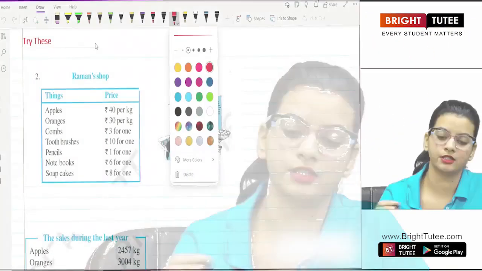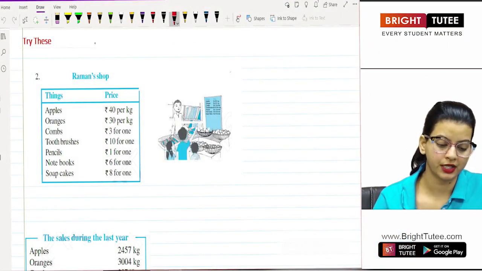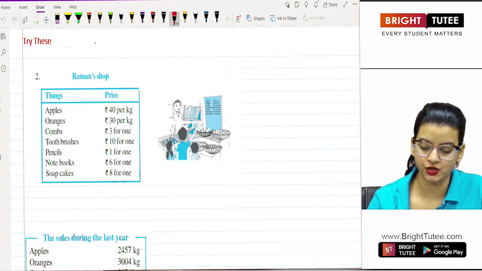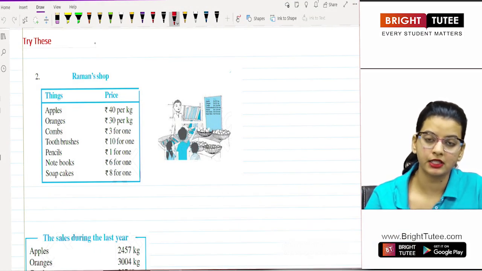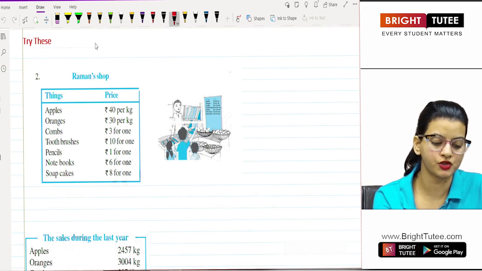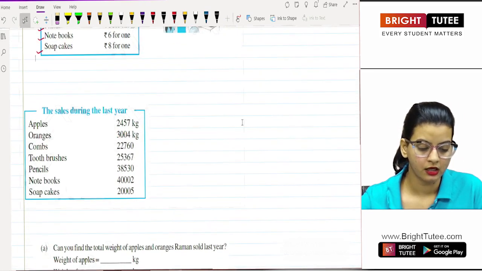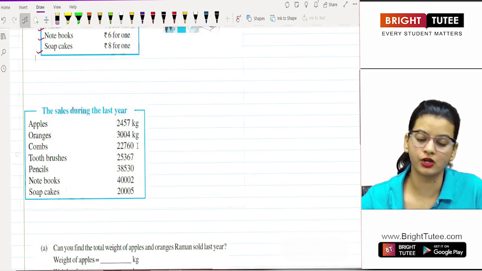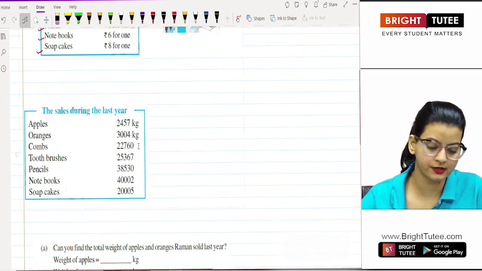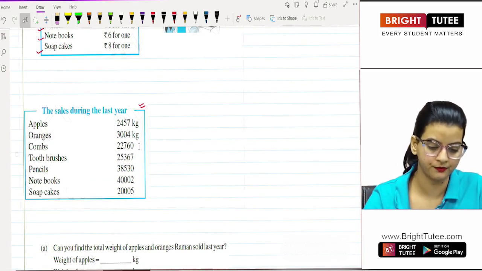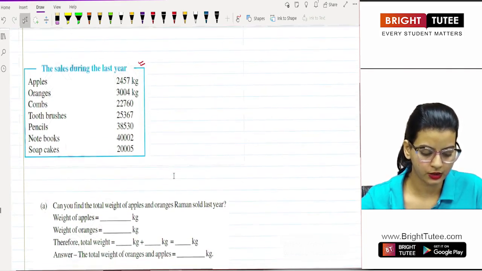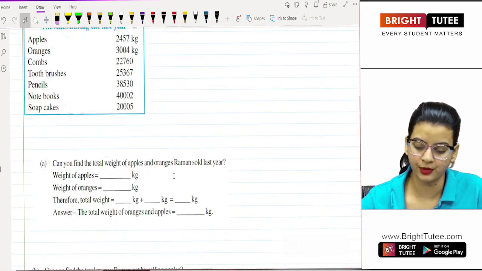Let's continue with another try these question now. Okay, so we have Raman's shop here, and the items which are available in Raman's shop are all listed down over here, and the price of these items are also listed in the table. Now we are shown the sales during the last year. Now can you find the total weight of apples and oranges Raman sold last year?